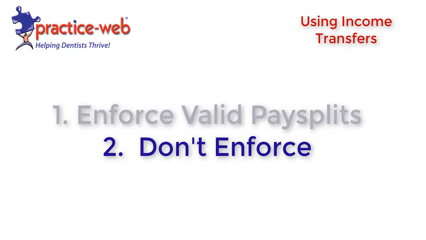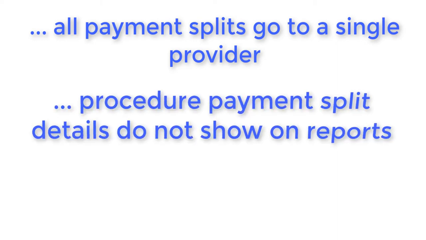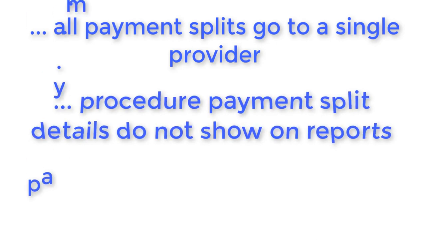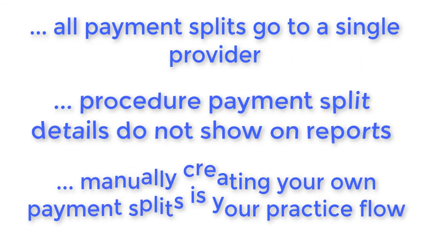Second, you can choose to not enforce payment splits, which is the old behavior on version 17 and prior. This is recommended for smaller single provider practices that do not track production or income, offices that don't pay providers, even their hygienists, by income, are okay with not having procedure payment details show up in their production income reports. And lastly, for offices who want to manually create every payment split.